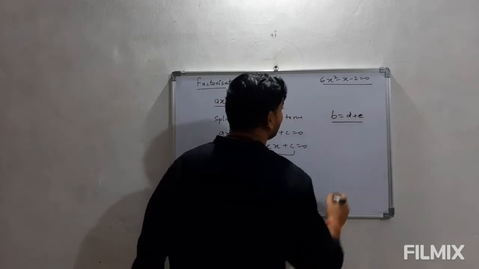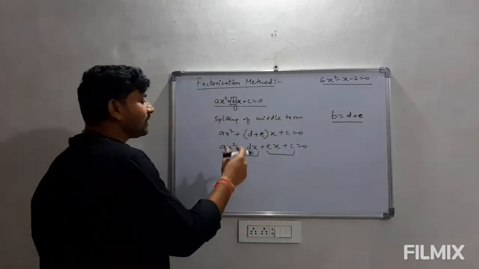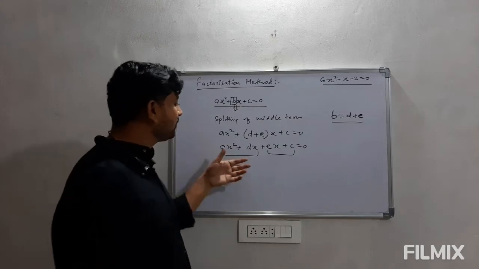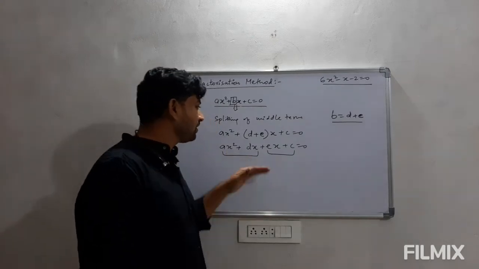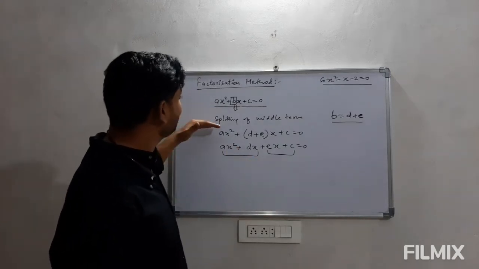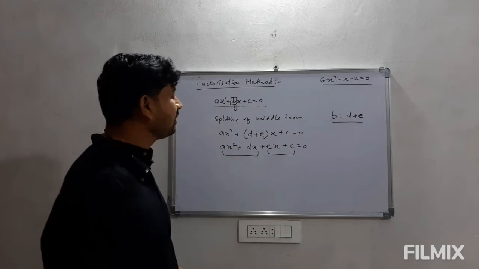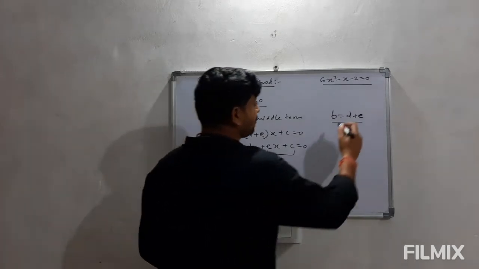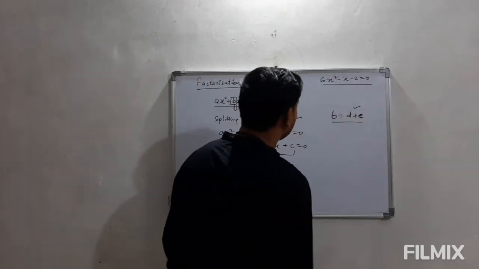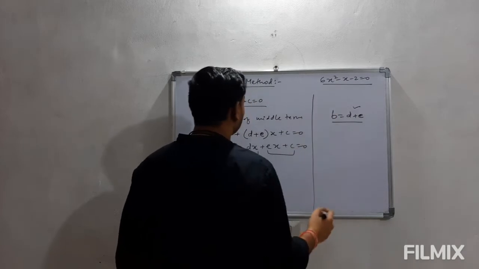So now let us come to this. Whenever we have a numerical question, we will try to solve it further. Here I just wanted to explain to you how we break this. Now the thing is that to write b as d plus e, we have to follow a procedure.